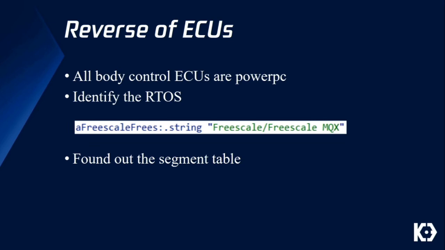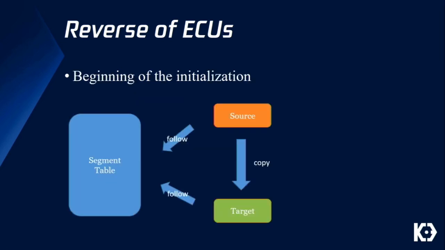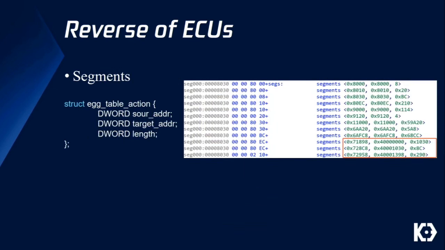One feature of this RTOS is the segment table. At the very beginning of initialization, the RTOS will, according to the segment table, copy some data to the target address. You can see that at the beginning of the table, the source address and the target address are the same, so it doesn't need a copy. But at the last three entries of the table, you can find the RTOS will copy some data from the ROM to the RAM. And that table will be very helpful for locating the Easter egg.